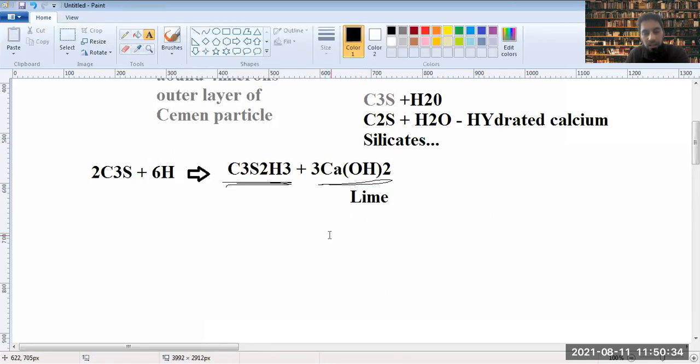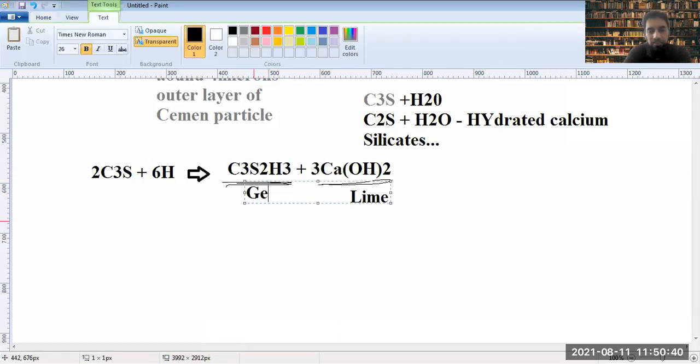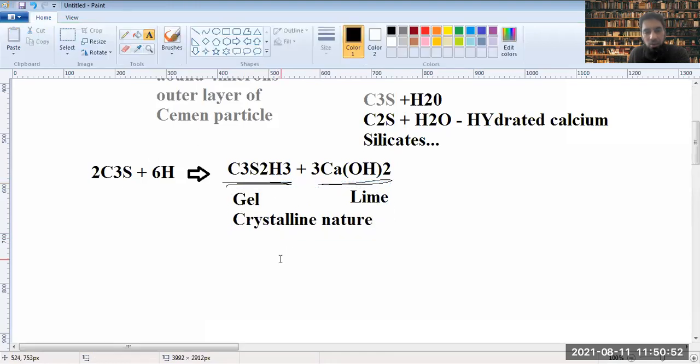So this C3S2H3 is in the form of a gel, and that has got a crystalline nature predominantly, which I told you yesterday. So it's a gel which has got a crystalline nature. I'm talking about the hydrated calcium silicate, C3S2H3. It comes in the formation of a gel.